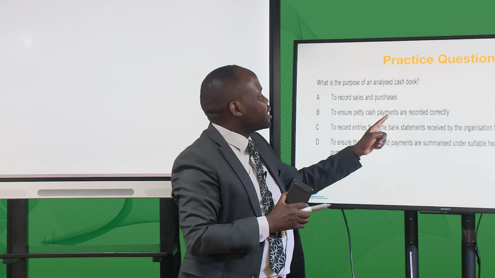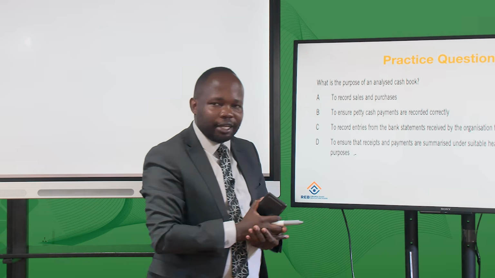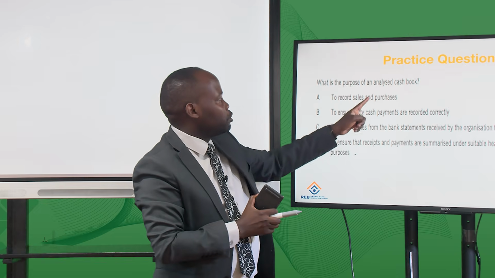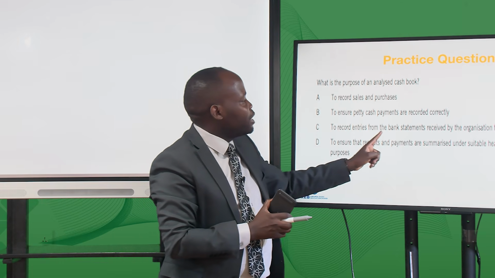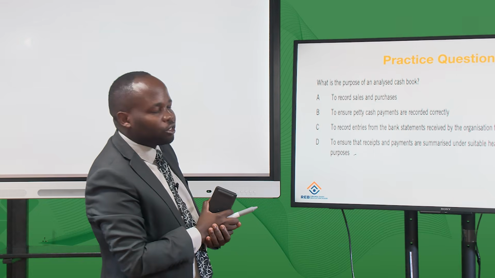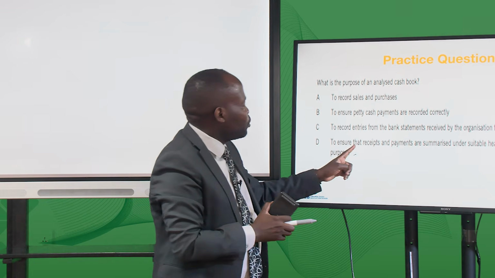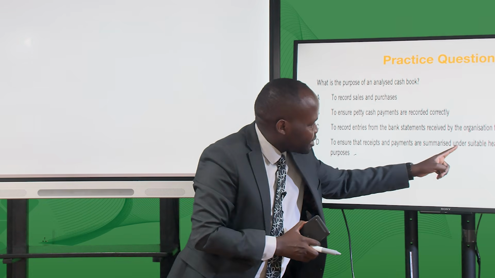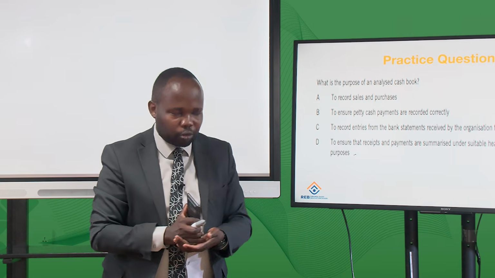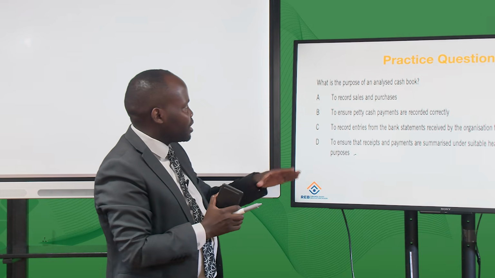To ensure petty cash payments are recorded correctly. That's recorded in a petty cash book, not a cash book. Next, to record entries from the bank statements received by an organization from its bank. That's not true. Lastly, to ensure that receipts and payments are summarized under suitable headings for posting purposes. That is true. The last question, maybe the others you can practice.